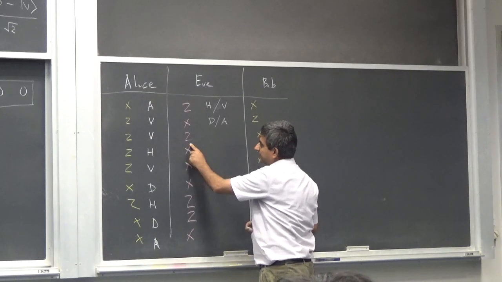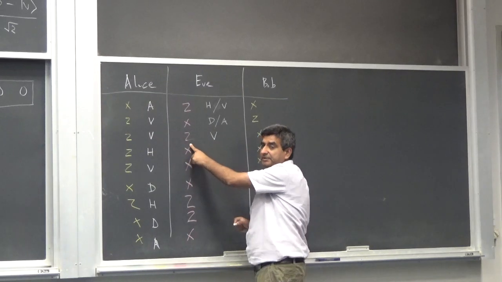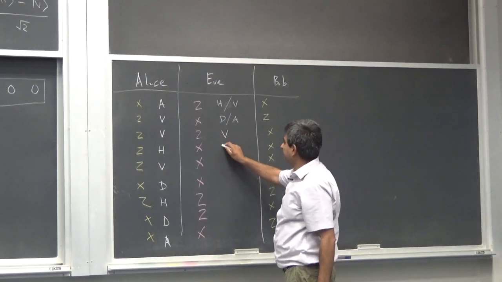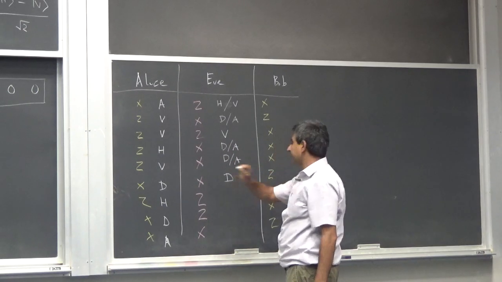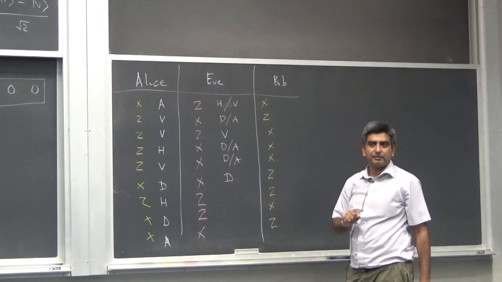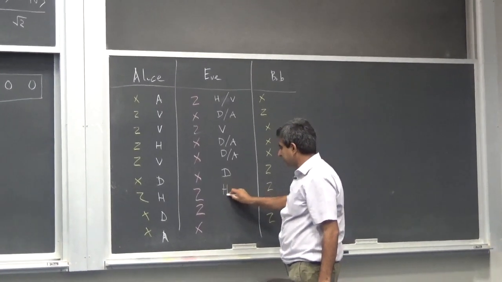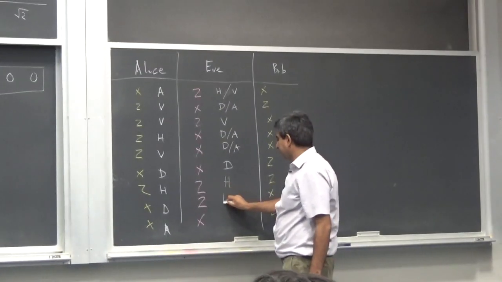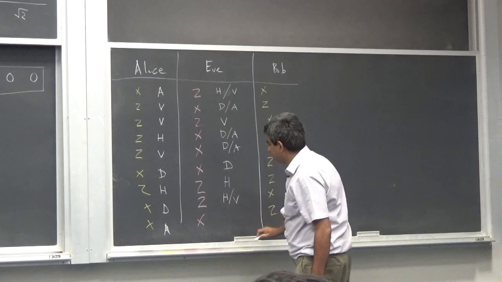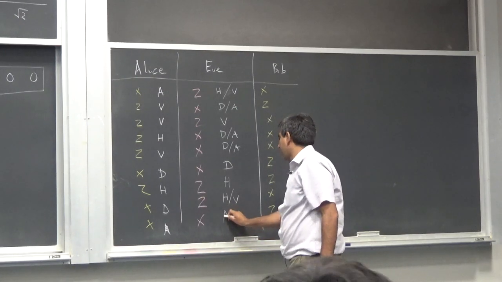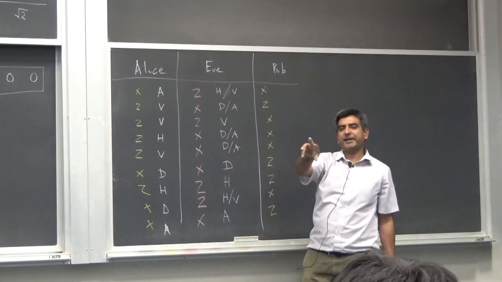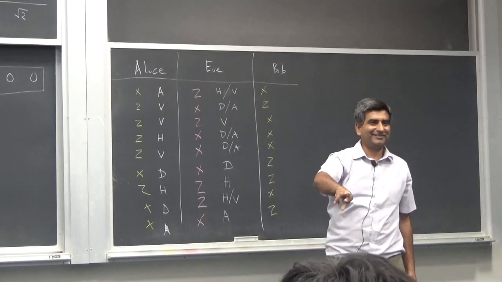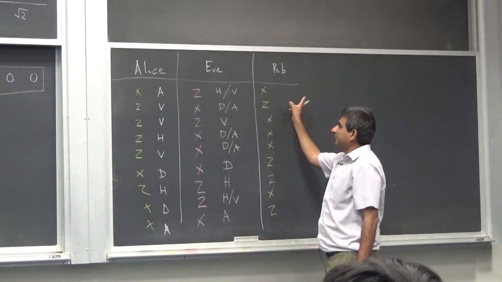Here, the two bases meet. So she measures V, and precisely determines V with 100% probability. Here, she just produces D or A. Here, she does produce definitely D. Here, she does produce H. She produces H or V. Once again here, she produces A. So she prepares photons. In this case, she either prepares H or V. And she sends them onwards to Bob.